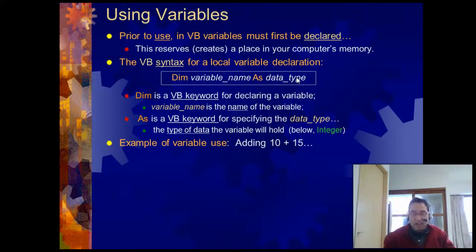So I said that data types are numbers or strings, but then I said later that in the number type, you can have various types. So one is integer. So you say dim x as integer.